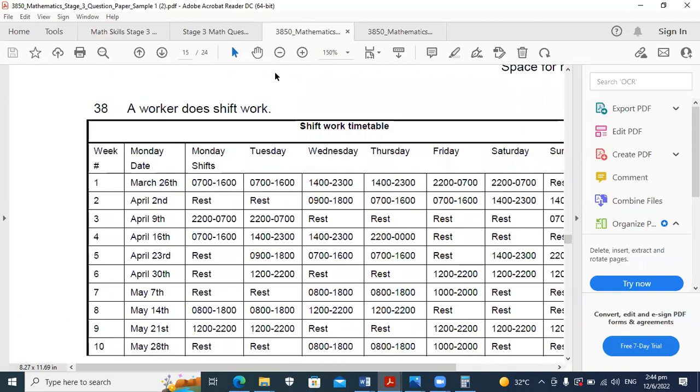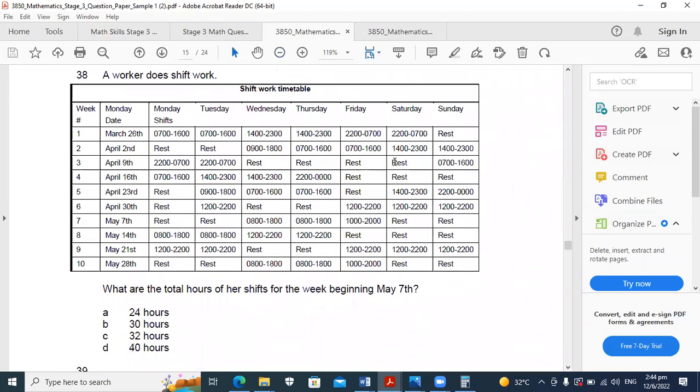All right, look at this now. My God. This is a shift work timetable for a worker. It says, what are the total hours for her shift for the week beginning May 7th? So you have to zoom in on this, don't you?